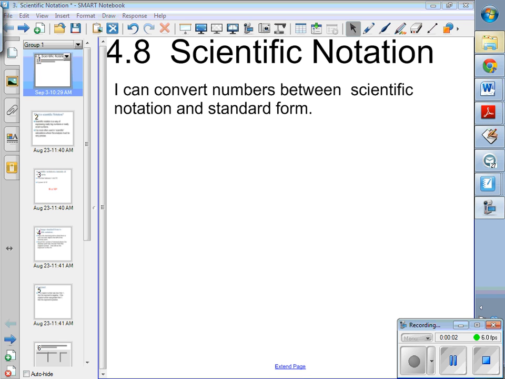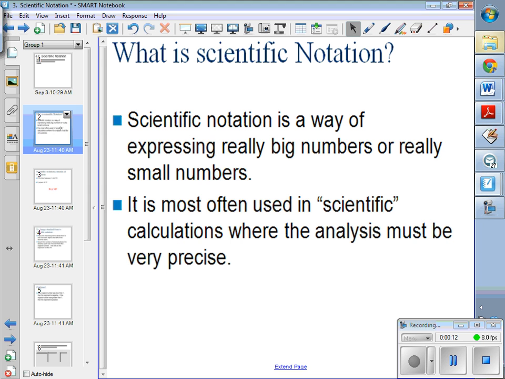Today's lesson is scientific notation, and our goal is that we can convert numbers between scientific notation and standard form. What is scientific notation? Scientific notation is a way of expressing really big numbers or really small numbers. It is most often used in scientific calculations where the analysis must be very precise.